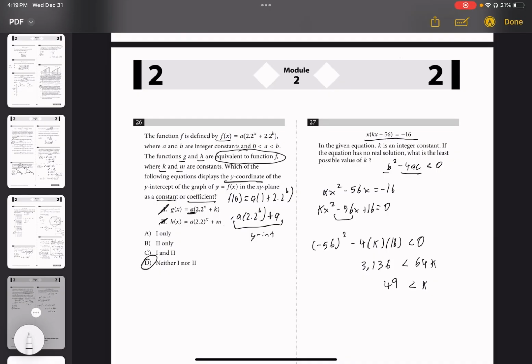And it's saying what is the least possible value of k? And k is an integer constant. It needs to be greater than 49, so k is going to be equal to 50.